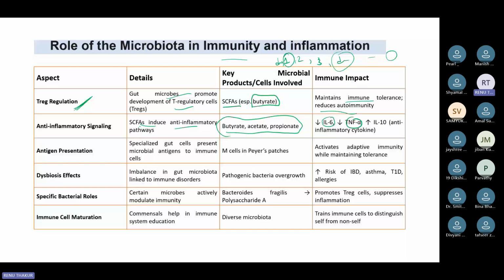Now the third one is antigen presentation. So what is antigen presentation? Specialized gut cells present the microbial antigen to immune cells. So the third mechanism is through the APCs. APCs are antigen presenting cells, and they are an important part of our immunology.